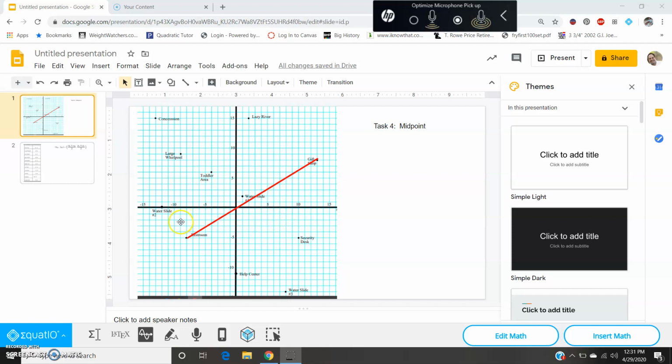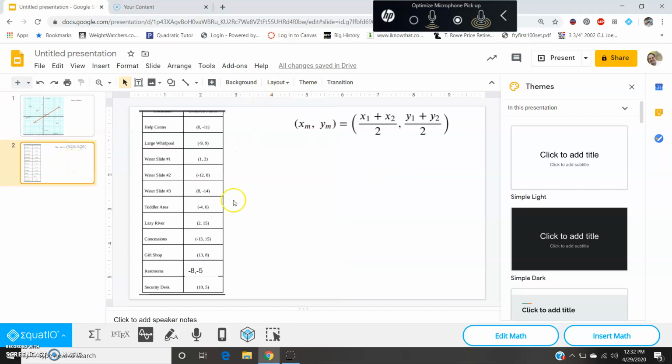Okay, and then I believe I'm going to do water slide 2 to water slide 3 on this. Again, your map's going to look different than this. That's totally fine. I'm just showing you examples of how to do that. And I'm going to use the Equatio again as well to do this assignment. So I'm going to go into my second slide where I have my ordered pairs set up. Okay, and I have the equation here.